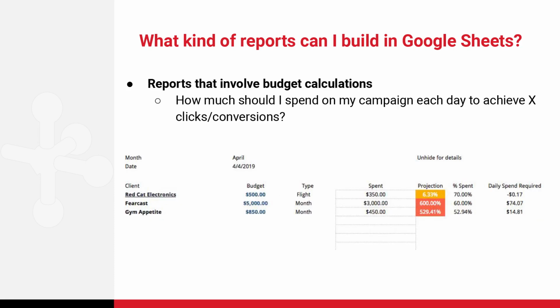Next, there are reports that involve budget calculations, and these are very, very handy to build in Google Sheets. So these reports would answer the question, how much should I spend on my campaign each day to achieve X clicks or conversions by day X?